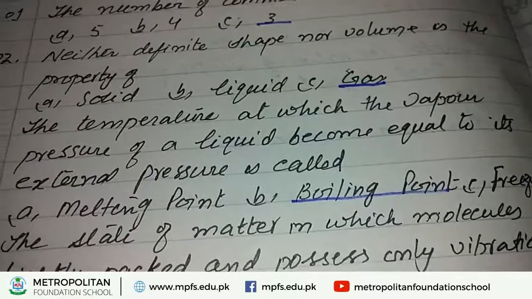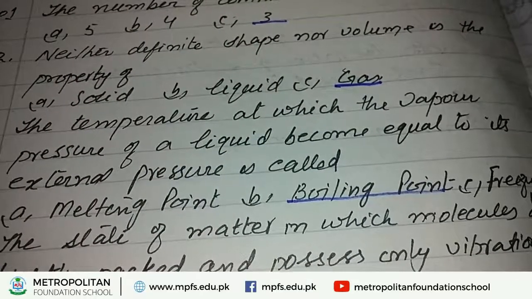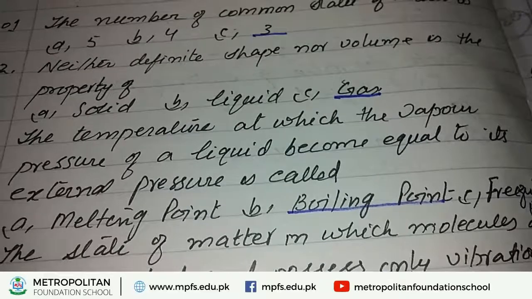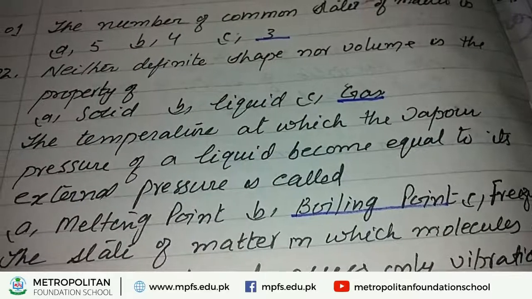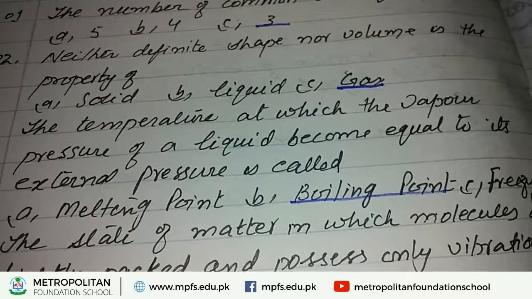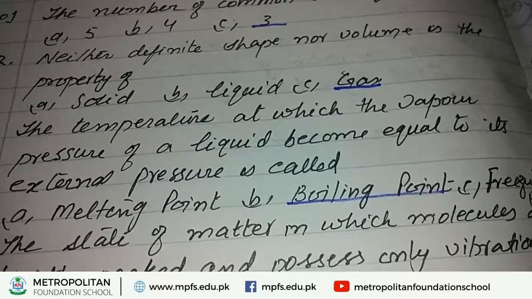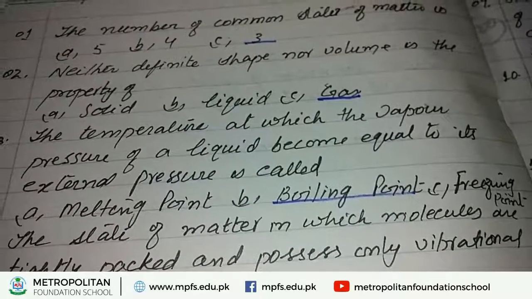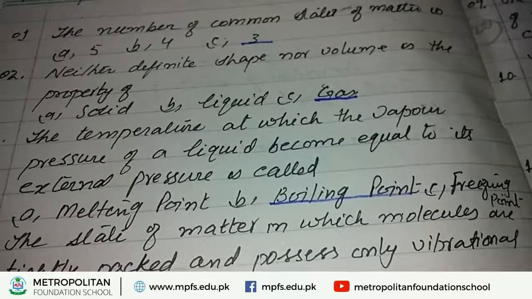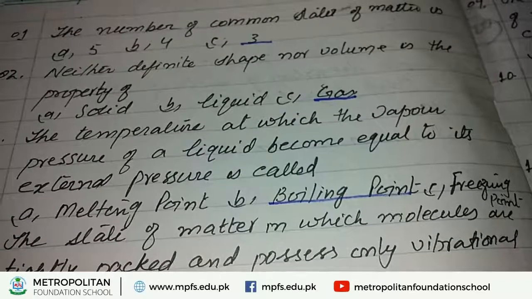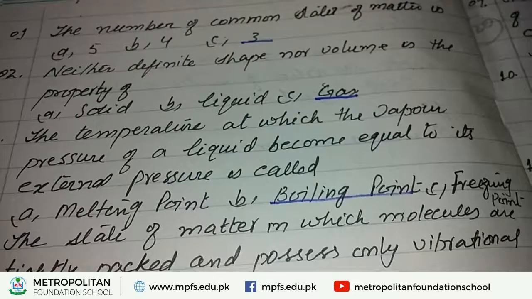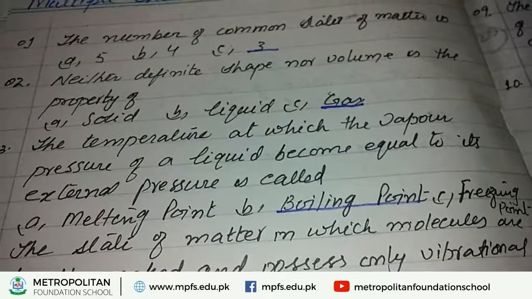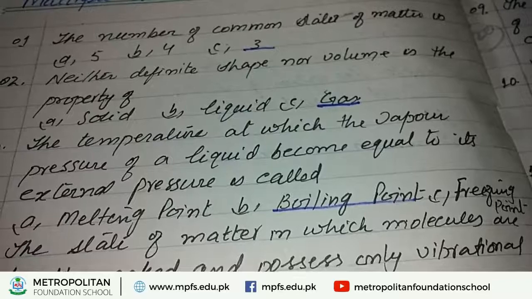MCQ number 3. The temperature at which the vapor pressure of a liquid becomes equal to external pressure is called: option A melting point, option B boiling point, and option C freezing point. The correct option is option B, boiling point. Boiling point is the temperature at which the vapor pressure of a liquid becomes equal to external pressure.